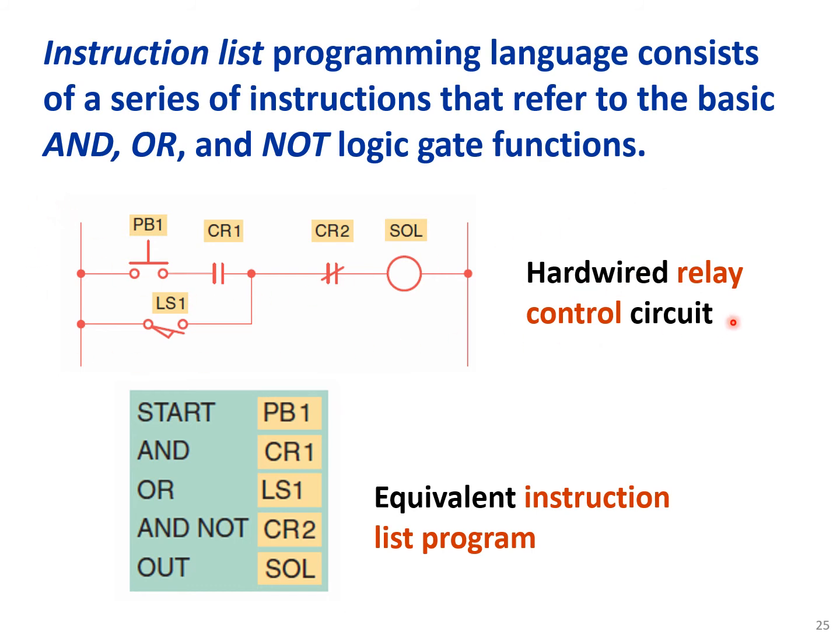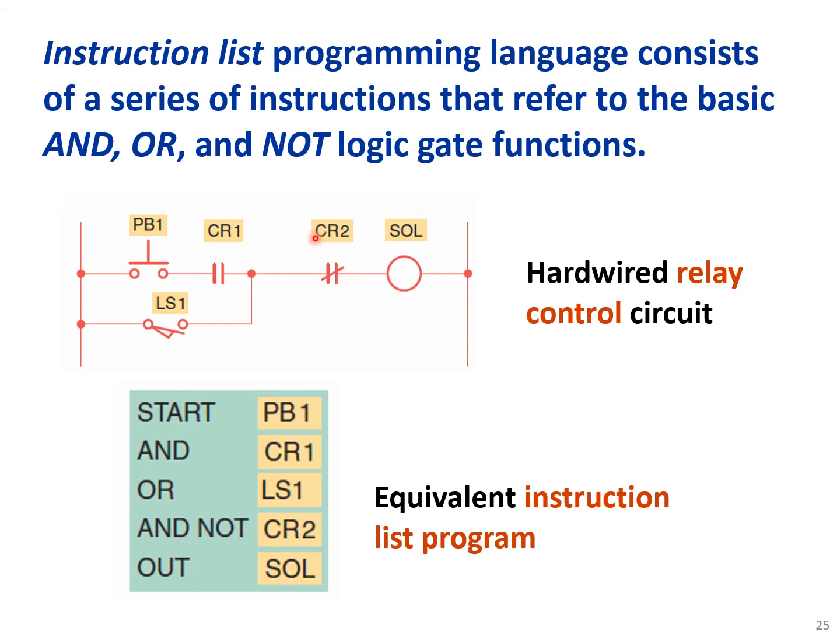So we have the same hardwired relay control circuit here, and we have the IL program or instruction list program. This program is equivalent to the ladder logic program that we had in the previous slide. So here you see that we start with the push button and control relay 1. So if the push button and control relay 1 both are true, or instead of this we have this parallel branch here, or the limit switch 1 is closed or true, and not, so then we have the negated contact here, control relay 2.